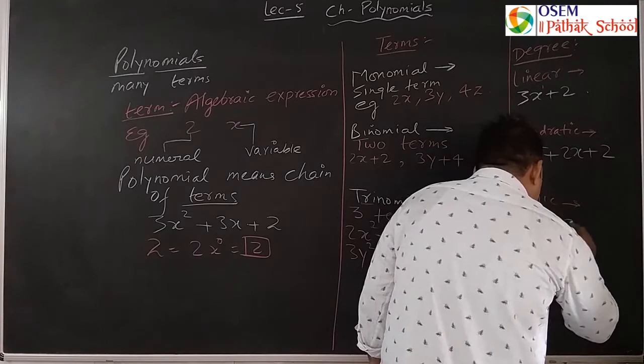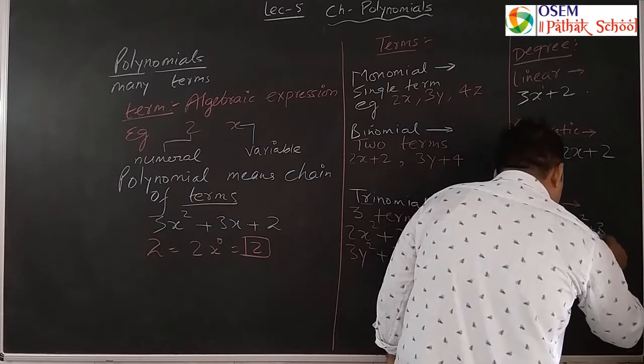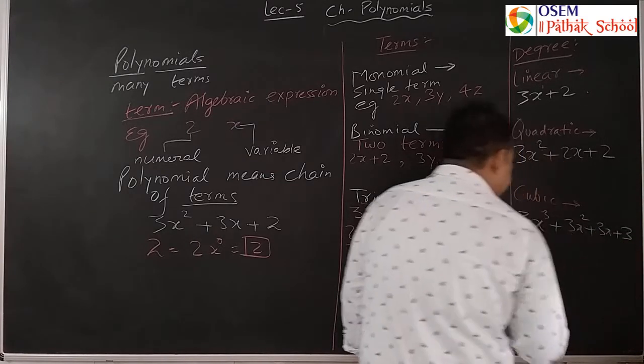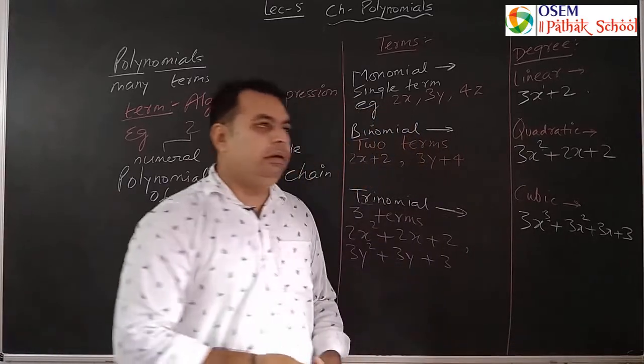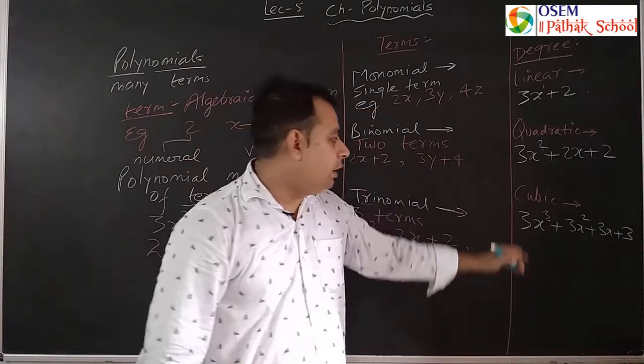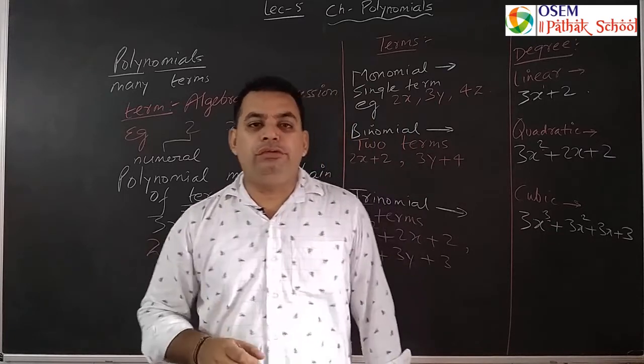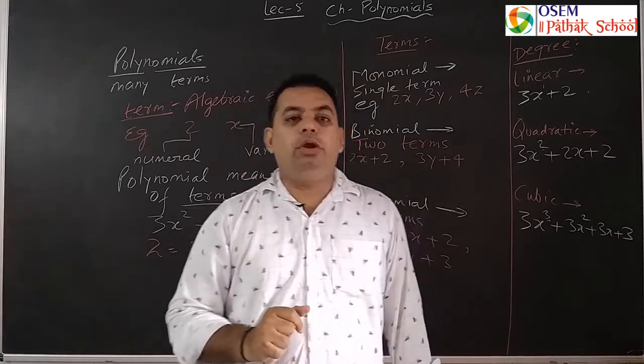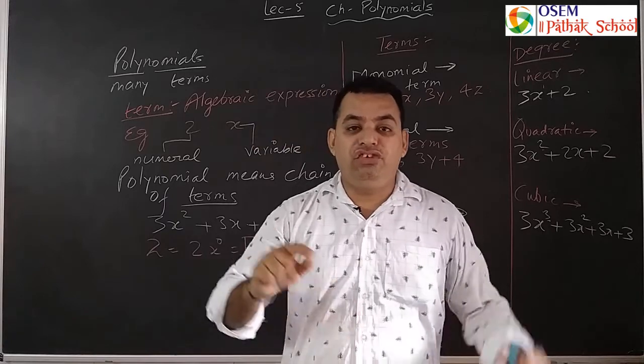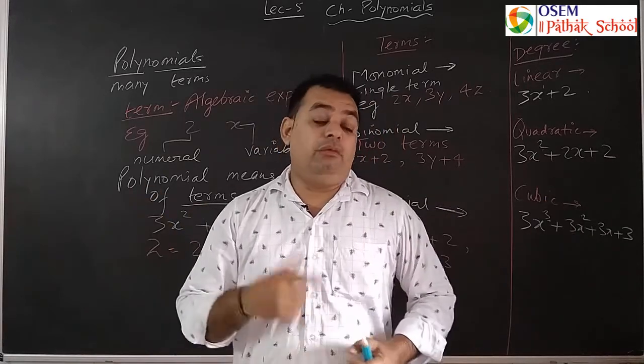3x cubed, 3x square, 3x plus 3. Here we can see that a polynomial having a power of 3 is known as cubic. So, a short revision. What is a polynomial? A polynomial comprises a number of terms. Now what is a term?